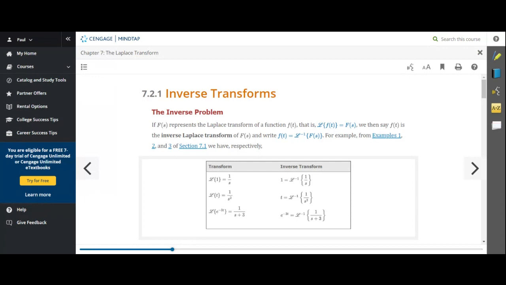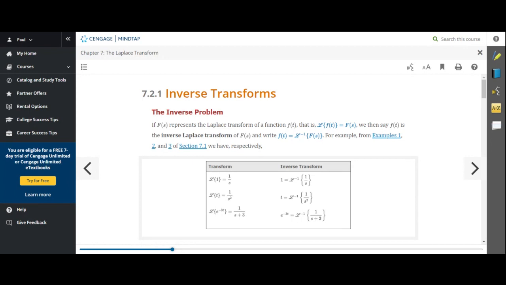So, for instance, the Laplace transform of 1 is equal to 1 over s. Therefore, the inverse Laplace transform, that's in the table there on the top row on the right, the L with the negative 1 power. That's not a power. That just stands for inverse Laplace transform. The inverse Laplace transform of 1 over s equals 1 because the Laplace transform of 1 is equal to 1 over s. Similarly, on the second row, the inverse Laplace transform of 1 over s squared equals t because the Laplace transform of t is equal to 1 over s squared.